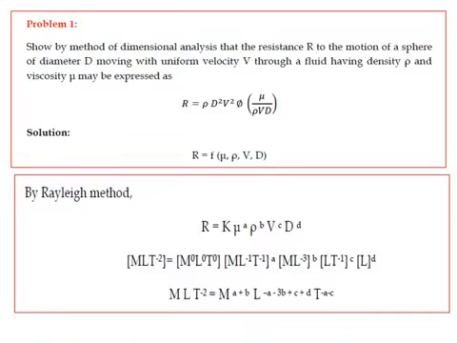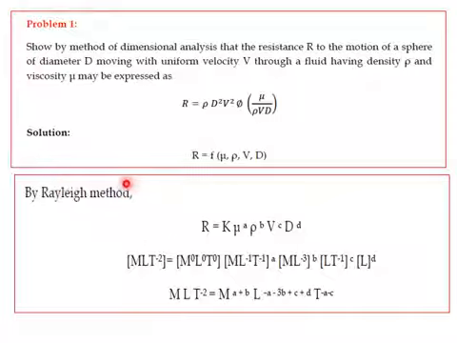Now this is the problem where we have to use Rayleigh's method, where the resistance R to the motion of a sphere of diameter d moving with uniform velocity v through a fluid having density rho and viscosity mu may be expressed as R by rho d square v square is a function of mu by rho v d. So this is one dimensionless term, and R by rho d square v square is another dimensionless term. Now according to Rayleigh's method, R is the dependent variable, whereas mu, rho, v, d are independent variables. Therefore R is a function of mu, rho, v and d.